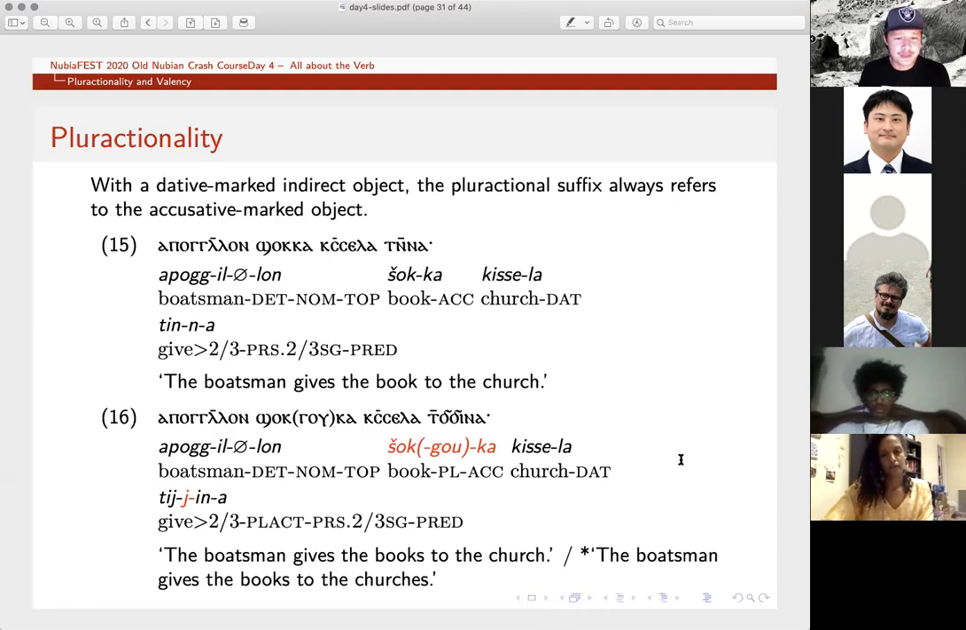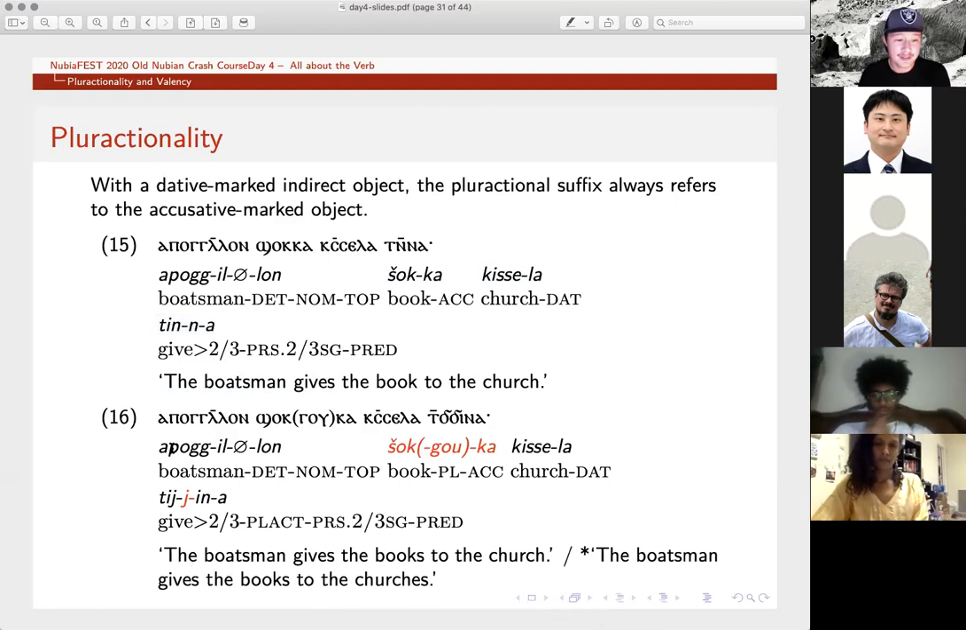I did this whole spiel. I'm not sure if I really should go deep into this because I made all these really funky constructed examples to show you that the pluractional suffix always refers to an accusative marked object, but not to a dative marked one. So in this case, we have the boatman gives the book to the church, right? The book, church are both singular, no pluractional suffix.